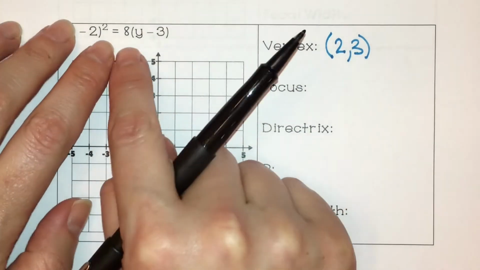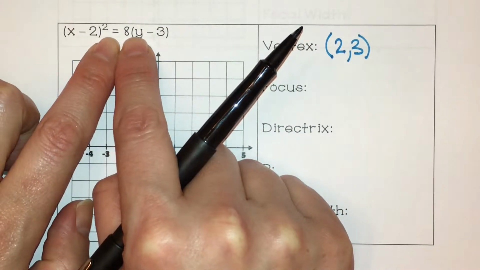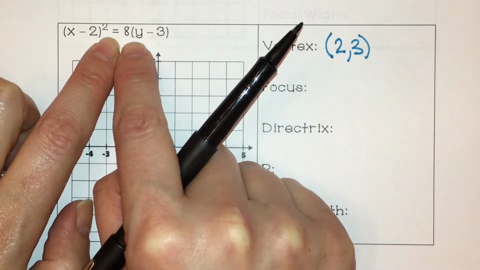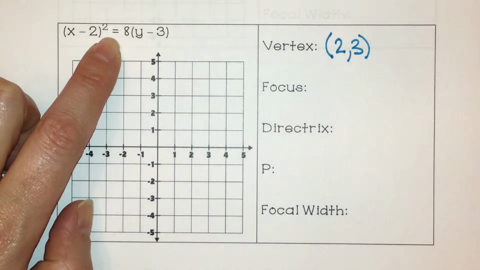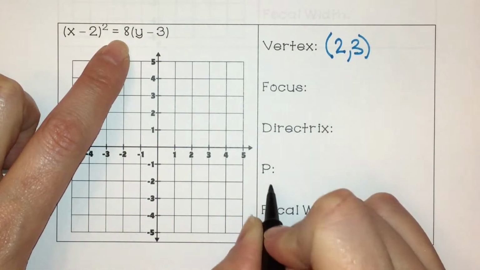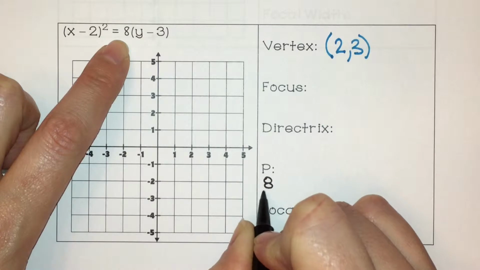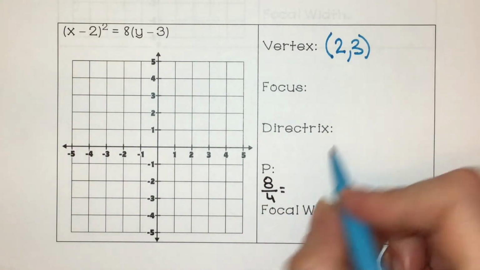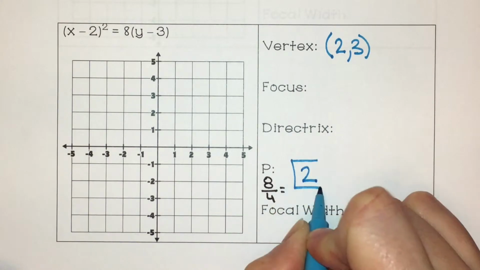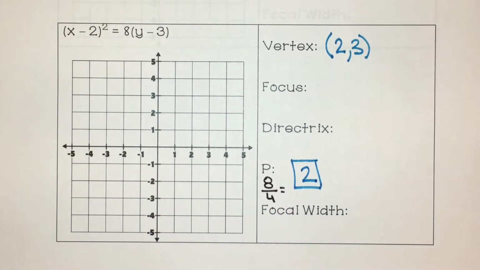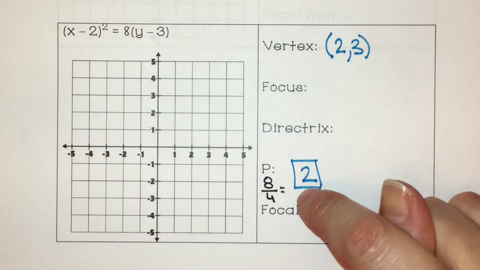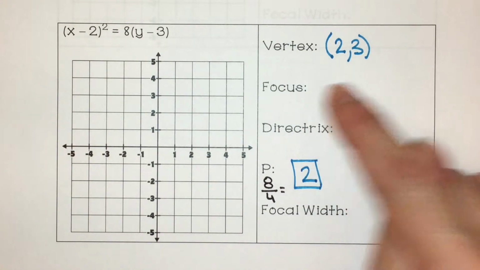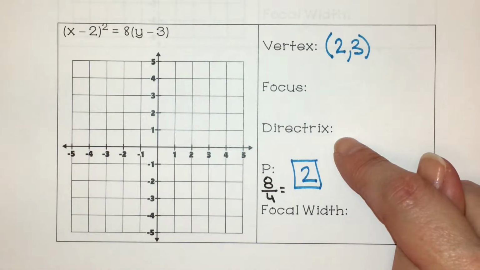So the number multiplied by, in this case, y minus 3, which is 8, that's 4 times the p value. So to find out what p is, we're just going to take that number, which is 8, and divide it by 4. That means that p is equal to 2, because 8 divided by 4 equals 2. So now we're going to use our p value when we're looking at our focus and our directrix.